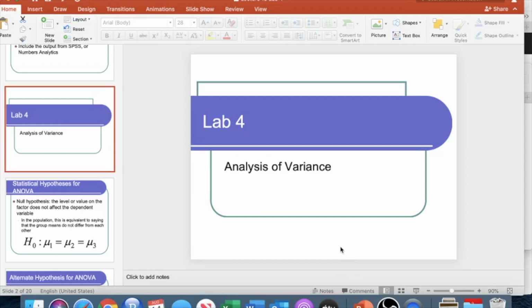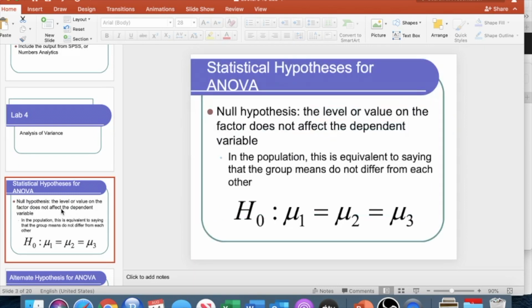So for today's lab, we're going to go through analysis of variance, and I want to go over some overview just about analysis of variance. So the reason why we learned about analysis of variance is because we're interested in looking at studies with three or more groups, right? So with t-tests, we were able to look at studies, just compare two different groups. But now we're going to look at three different groups.